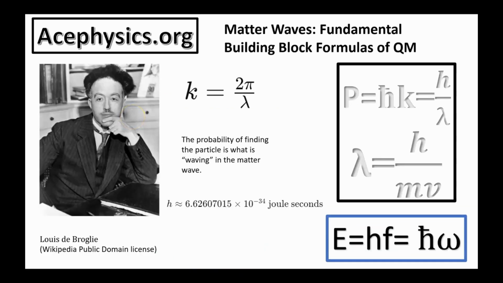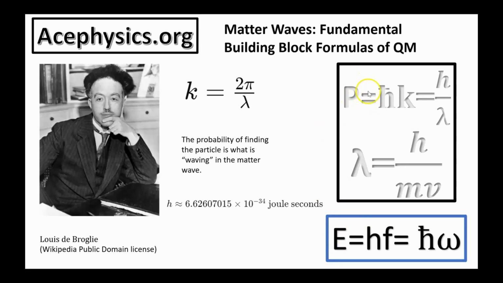Before I start solving example problems on the next slide, I want to introduce the two fundamental important formulas. These two formulas are where quantum mechanics started. These formulas came from Einstein for light, but Louis de Broglie took these formulas and applied them to matter. And so these are the formulas for matter waves. Any particle of matter has a wavelength.